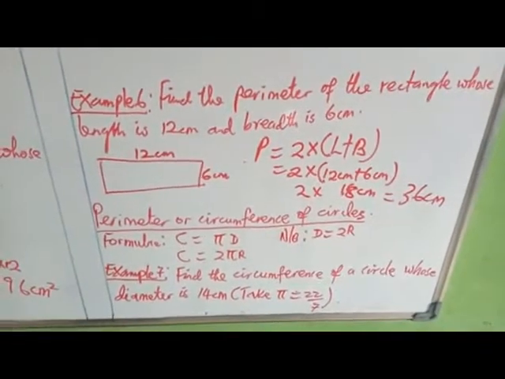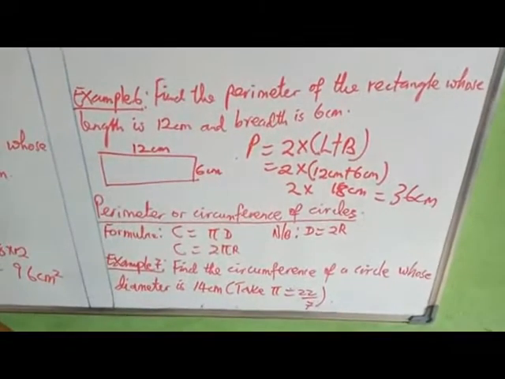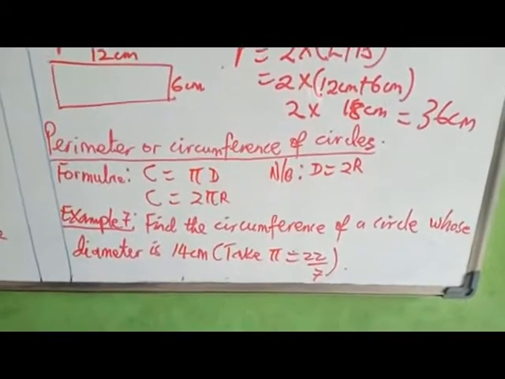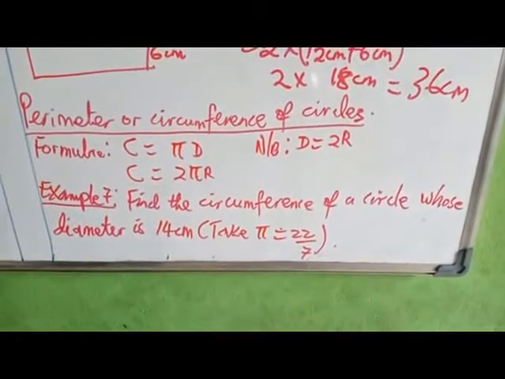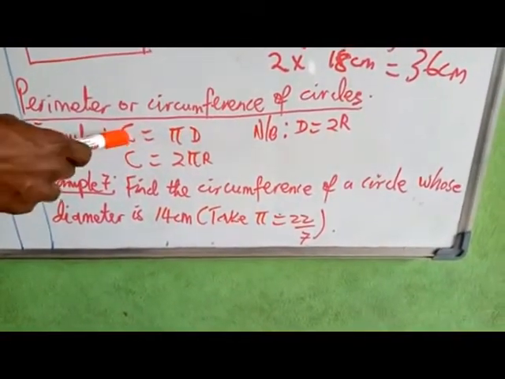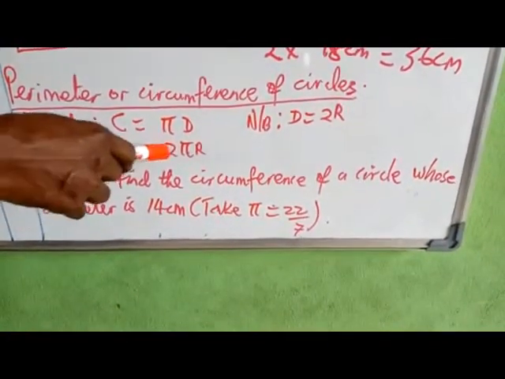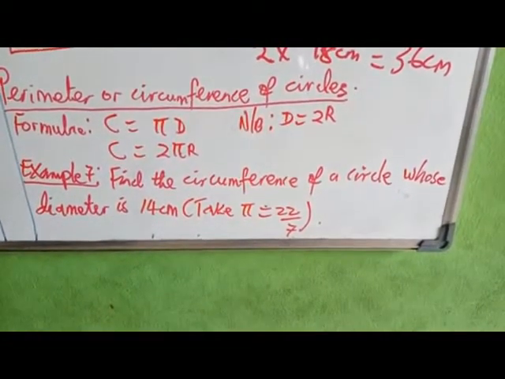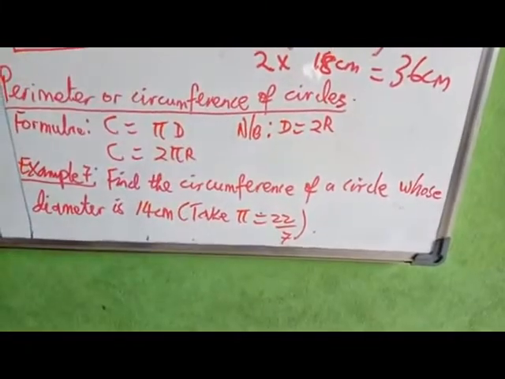Finally, we want to look at the perimeter, or what we call the circumference of the circle. Most often they use circumference when we are calculating for a circle. In some books you see perimeter, while in some books you see circumference of a circle. So these are the formulas that we use in finding the circumference of a circle. Circumference equals pi times diameter, or circumference equals 2 pi r, depending on the way the question is being asked. Remember, I wrote here a note that diameter is 2 times r.